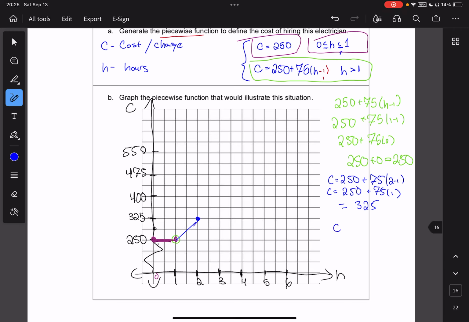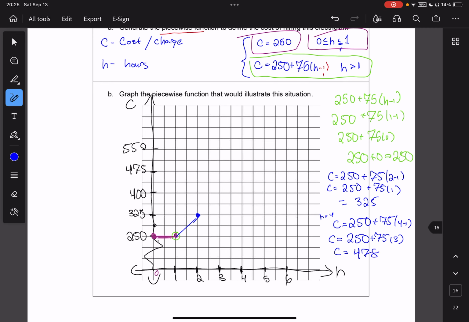So let's skip C equals 3, and let's do C is equal to 250 plus 75 times, let's do our h is 4. So 4 minus 1, we get 250 plus 75 times 3, or 75 times 3 plus 250 is 475. Or if we see, it's our point over here. And so when we connect it, we can infer that our third point is going to be 400. And we know we can do the math and check, and it will be 400.